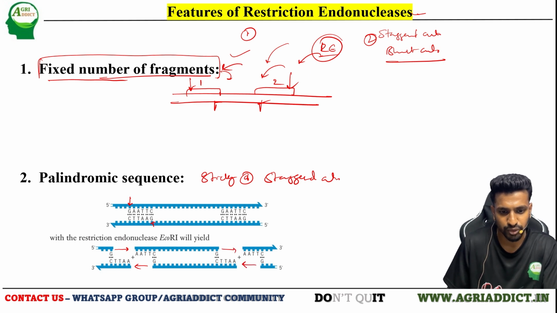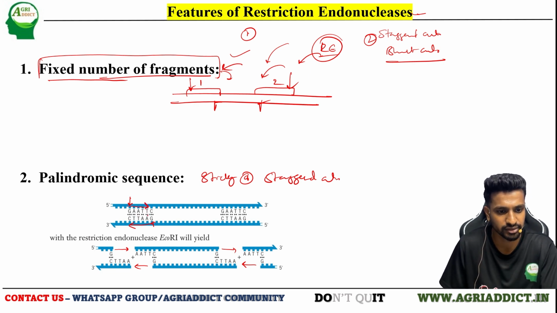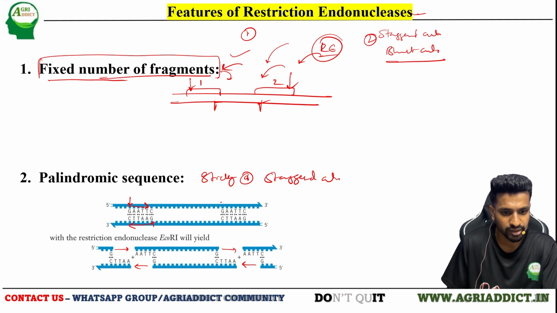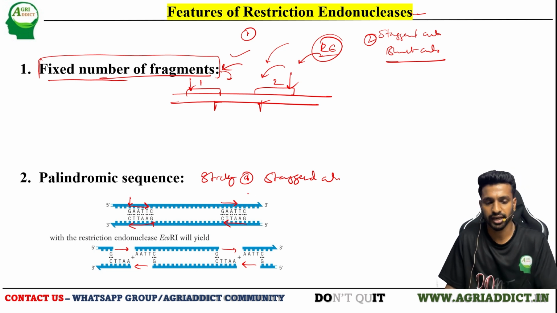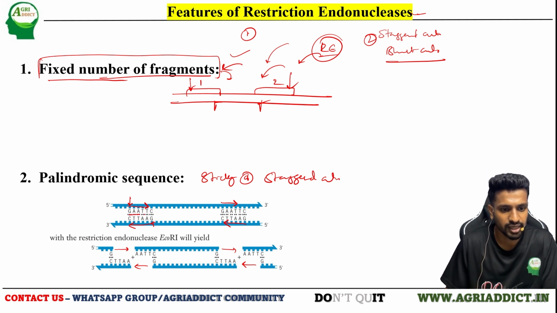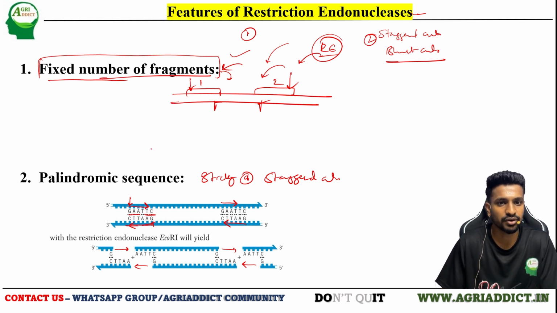But if you closely look at the strands, they are palindromic in nature. That means in both the directions, they are the same nucleotides, right? On both the strands, they are the same nucleotides when read in the opposite direction. GAATTC, in the opposite direction it is again GAATTC. So this is the nature of the unique restriction sites that are identified by the endonuclease.